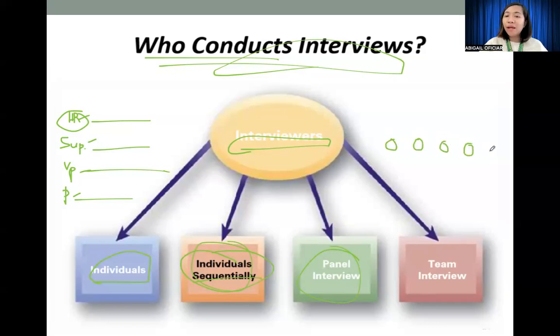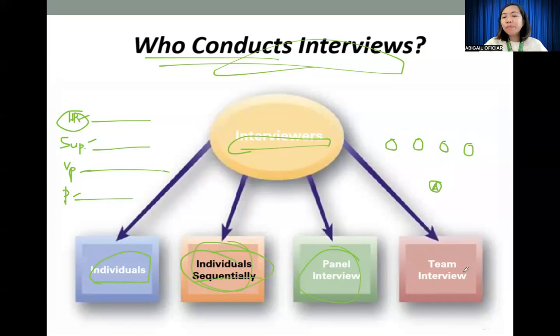Panel interview naman ay mayroon tayong mga members ng panel, maybe a committee, so maybe 4 sila or 5, depende sa company. Okay, tapos andito si aplikante. Okay, eto si applicant, i-interviewin nila. So merong 4 sa harap ni aplikante, we call them panel, and they will ask questions to this applicant.